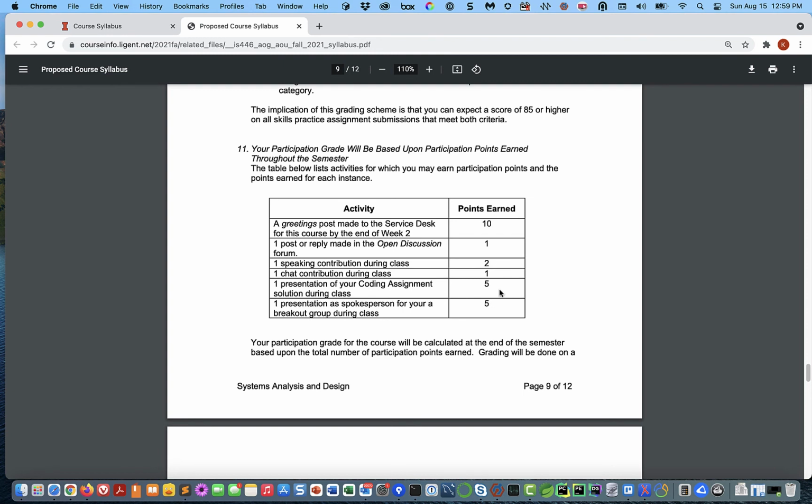The one thing that's a big deal for participation is if you don't have 10 participation points and you get a 0, that's going to lower you by a whole letter grade. So if you were headed for getting an 85, now you're going to get 75. And if you were headed for 95, then you're going to wind up with an 85. So don't score fewer than 10 participation points. Make sure you get your greetings post in.